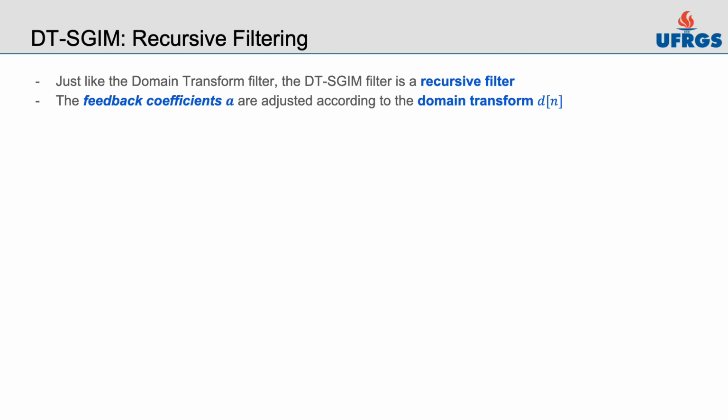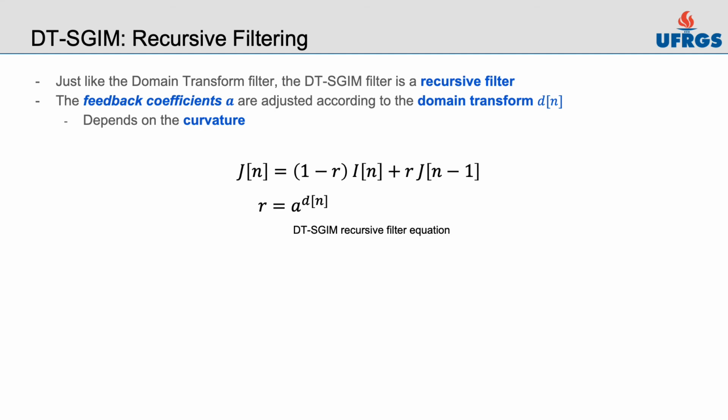Now let's talk about how the pixels are filtered during the execution of each subfilter. Just like the domain transform filter, our filter is a recursive filter. However, different from a traditional recursive filter, the feedback coefficients are adjusted according to the domain transform, since they must depend on the mesh's curvature. This is the recursive equation that we use. Note that R depends on the domain transform. We call R the adjusted feedback coefficient, since it will change for every pixel. On the other hand, A is constant for each iteration, and we keep calling it the feedback coefficient.